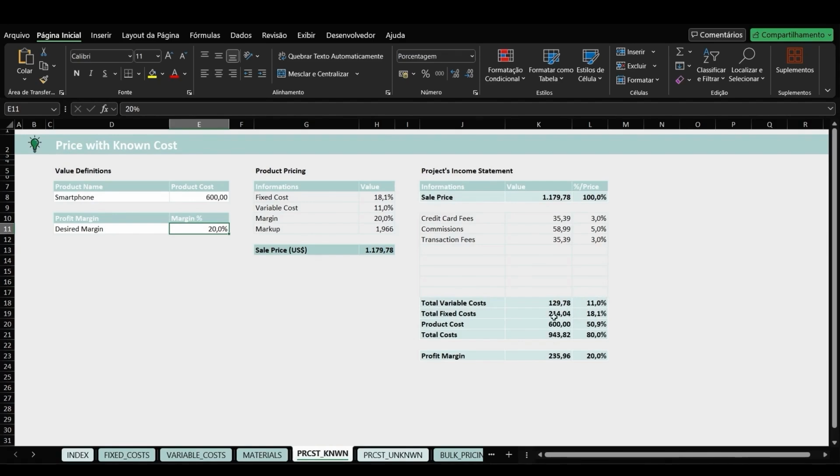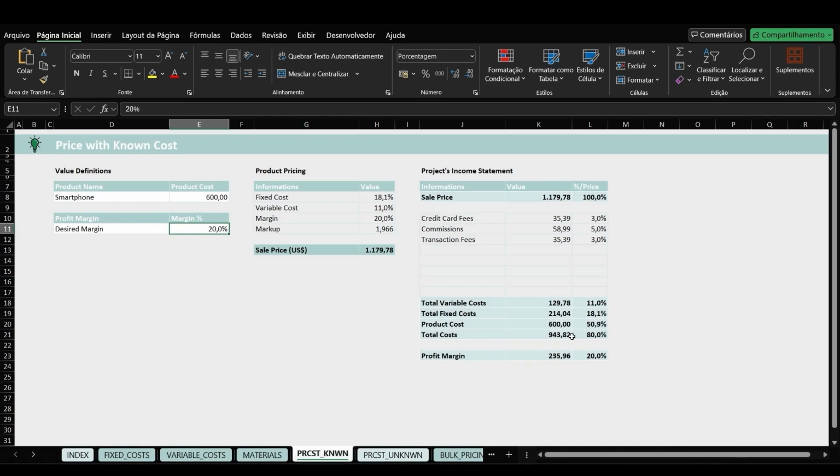We also have the cost of the product, which is $600 in this case, and when you add up all three lines, meaning all the variable, fixed, or product costs, we have a total of $943.82. Since you're selling for $1,179, you still have $235 left over. That's the net profit you have from this sale after paying everything that needs to be paid.